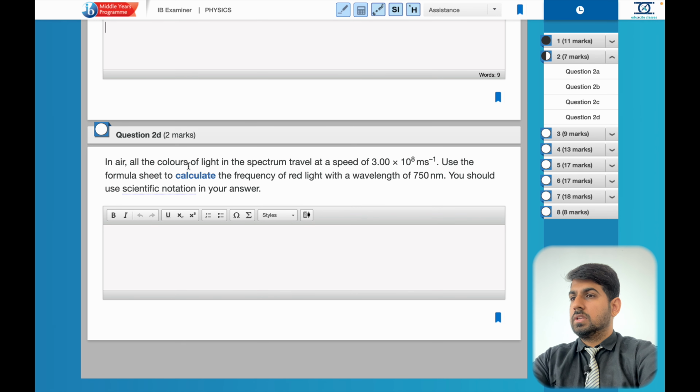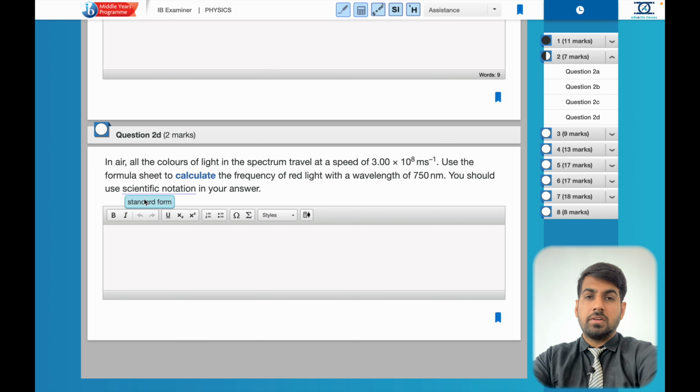In air, all the colors of light in the spectrum travel at the same speed, which is 3 into 10 raised to power 8 meter per second. Use the formula sheet to calculate the frequency of the red light with the wavelength of 750 nanometer. You should use scientific notation, that is nothing but the standard form.